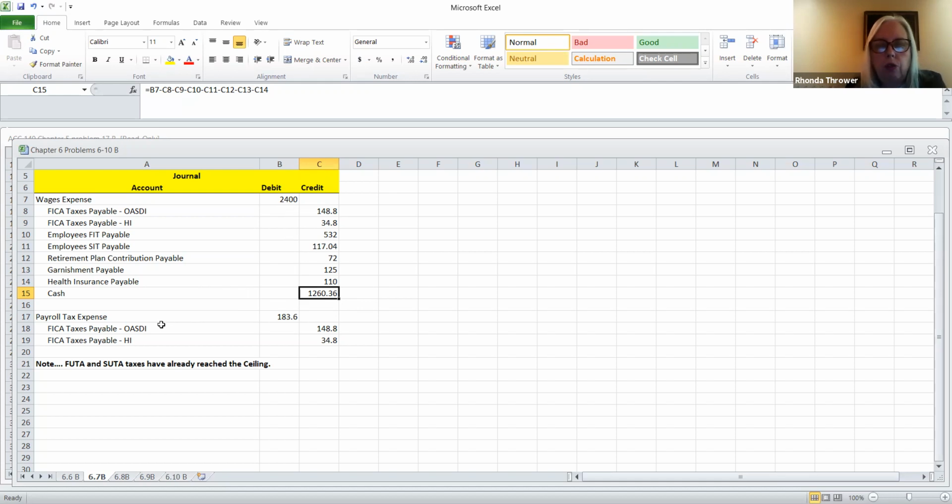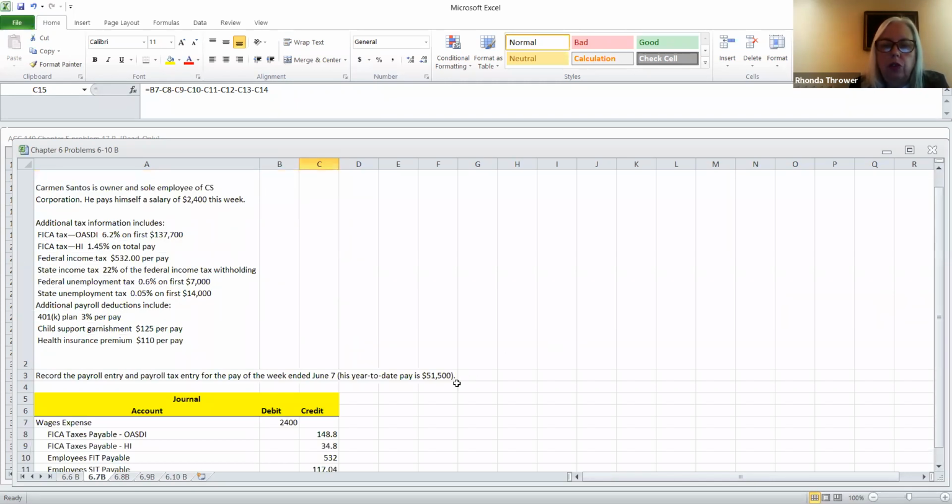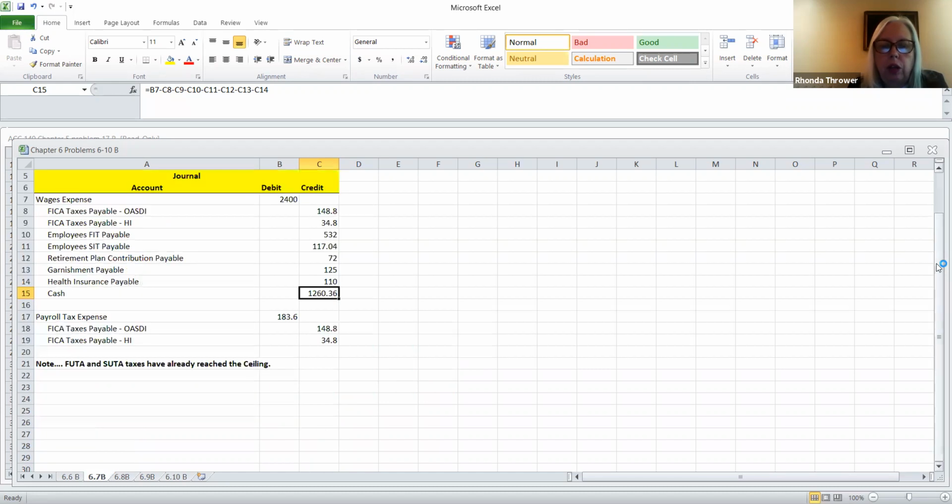Because this is a sole proprietorship form of business, the owner also has to pay taxes to the government for FICA taxes, and most of the time they would have to pay for FUTA and SUTA taxes too. But in this payroll period, we've determined that $51,500 is the amount. Since he's the only employee of this company, we can determine that we've already taken out the amounts for the SUTA and FUTA.